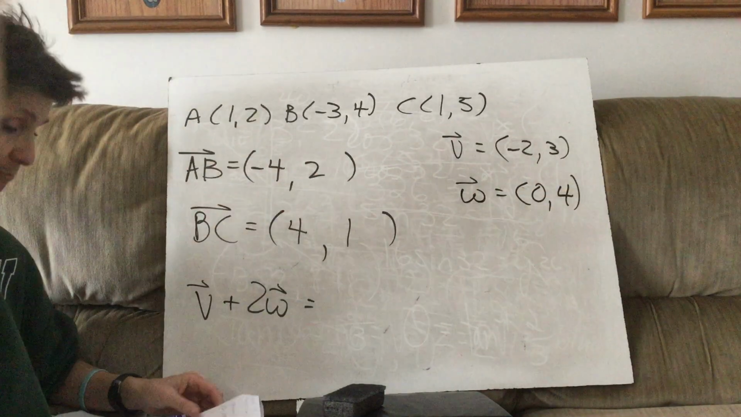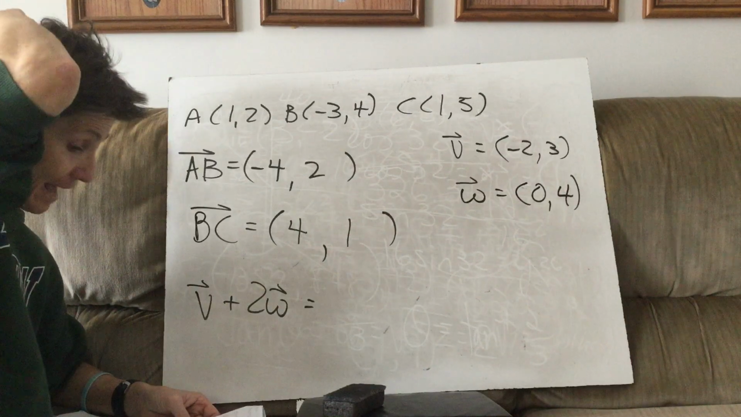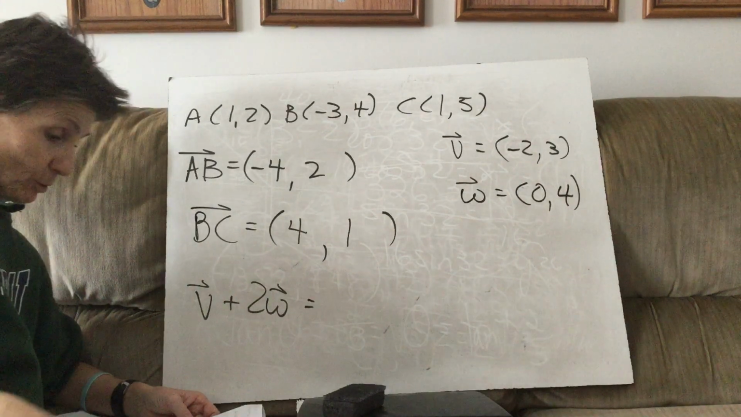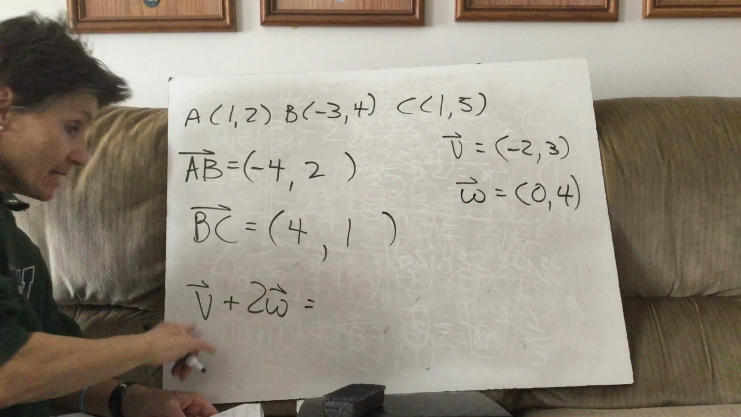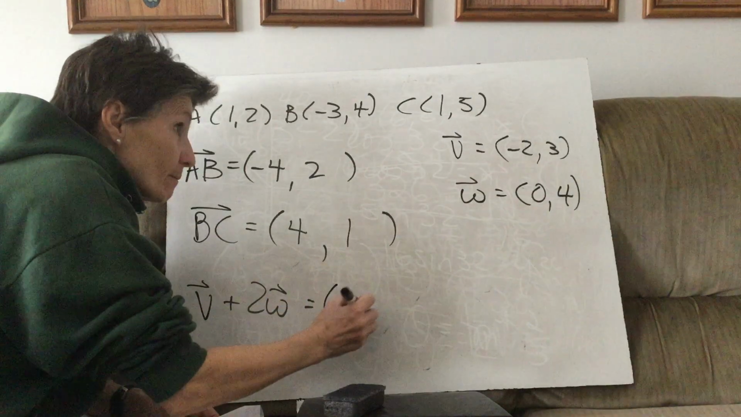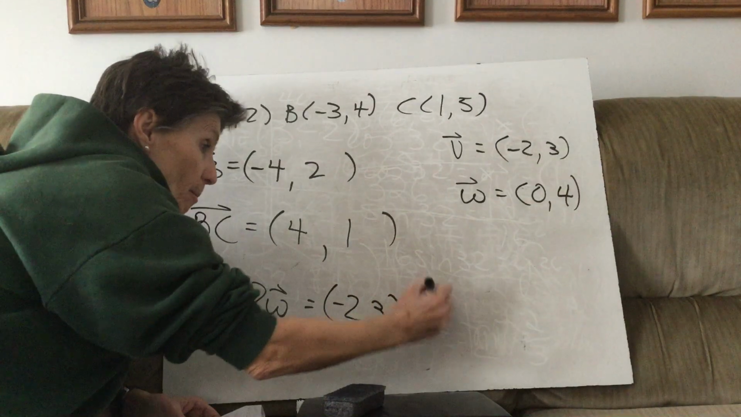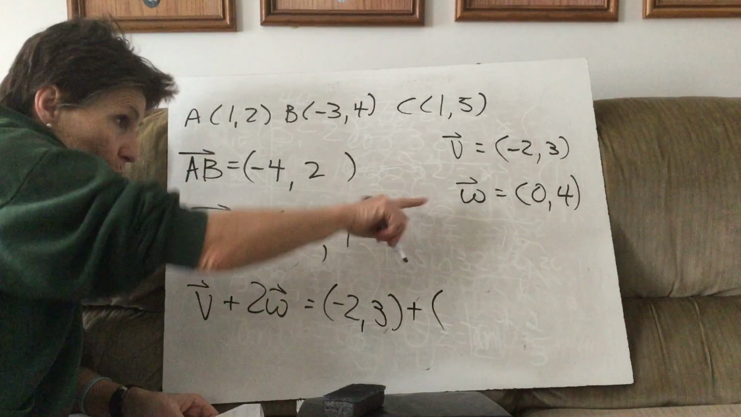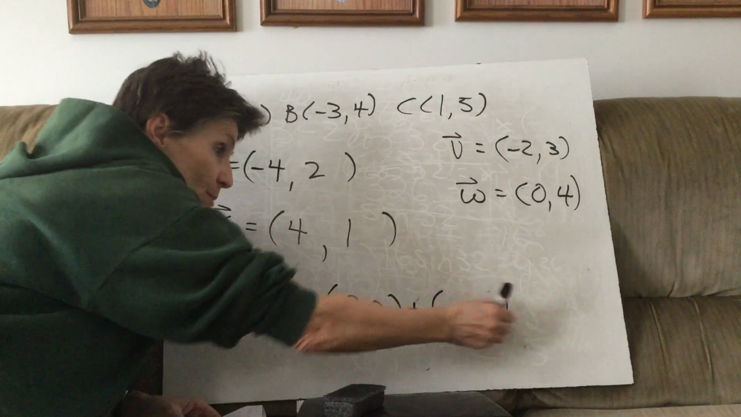W is given, and now we're going to add V plus 2W. V plus 2W. So V plus 2W's, which would be 0, 8.